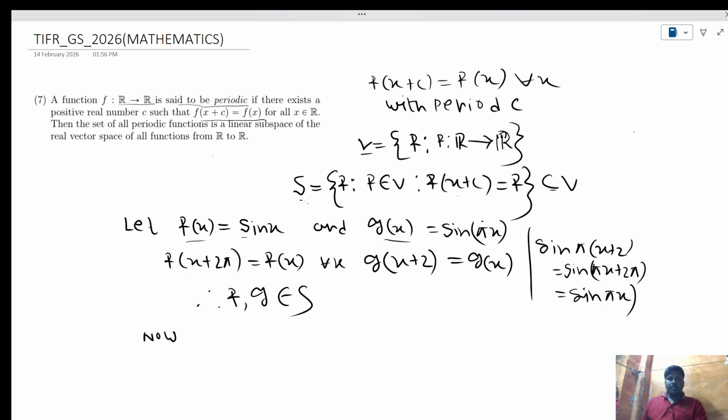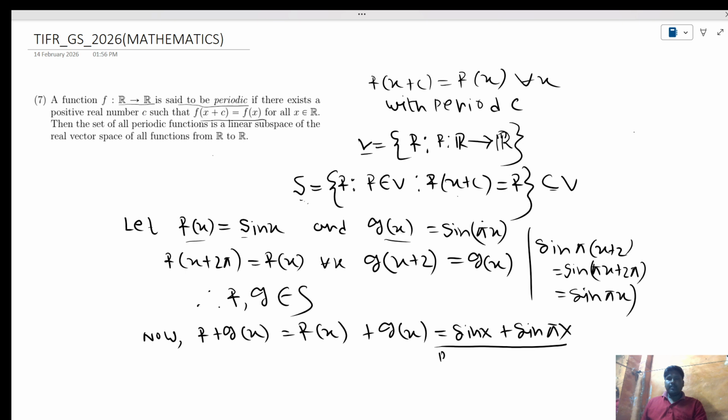Now, f plus g of x, which is f of x plus g of x, is sin x plus sin pi x. But this is not a periodic function, because there doesn't exist any c belonging to R such that f plus g of x plus c will give f plus g of x. So, yes, this is not a periodic function.